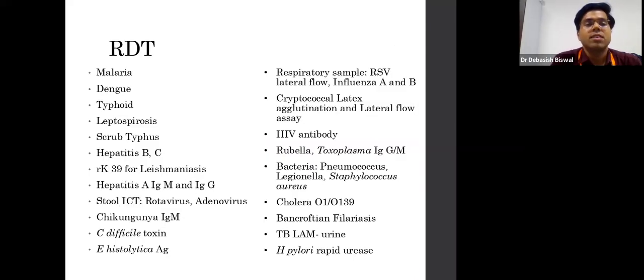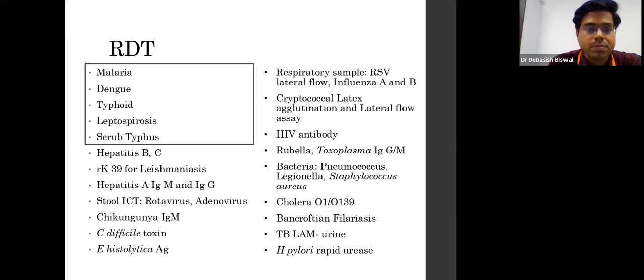So we have RDTs for multiple infectious diseases. It can be bacterial, viral, fungal, and parasitic. Also for non-infectious diseases, we have certain kinds of RDTs. Pertaining to infectious disease, we have them for malaria, dengue, typhoid, leptospirosis, scrub typhus, hepatitis B and C, leishmaniasis, hepatitis A. Then for stool viruses like rotavirus, adenovirus, chikungunya, C. difficile, then certain parasites like malaria and Entamoeba histolytica, filaria, and so forth and so on.